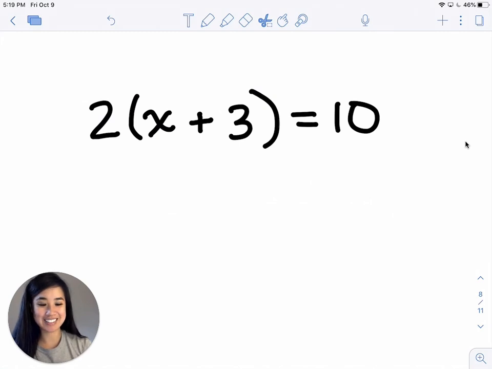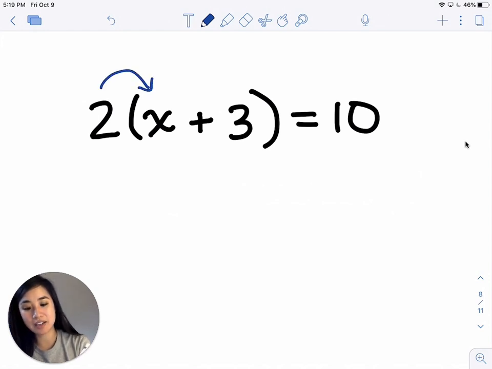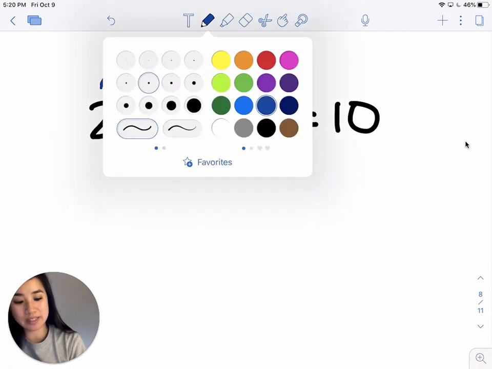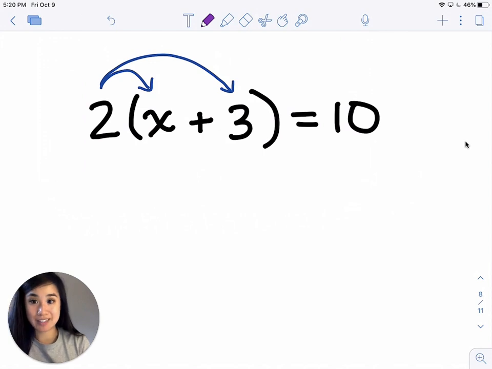Hi there! In today's video, I'm going to show you how to solve an equation with the distributive property. So here we have an example. The distributive property means you're going to multiply this 2 out in front to both of the terms inside the parentheses. Now this is not the only way to solve this type of problem, but it's one of the ways that we've been practicing in class.